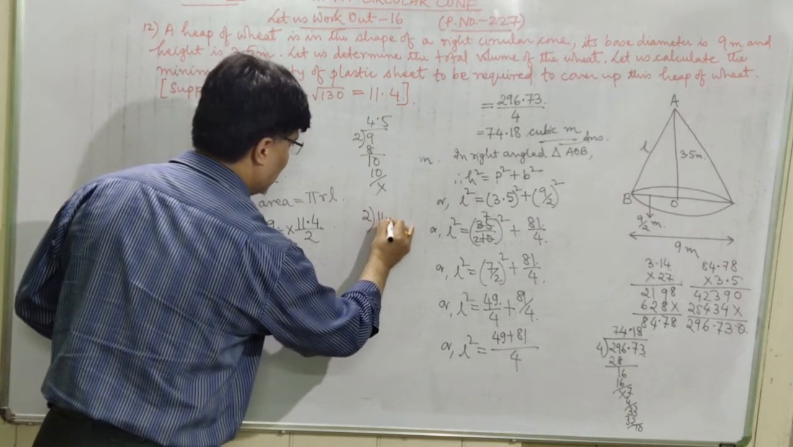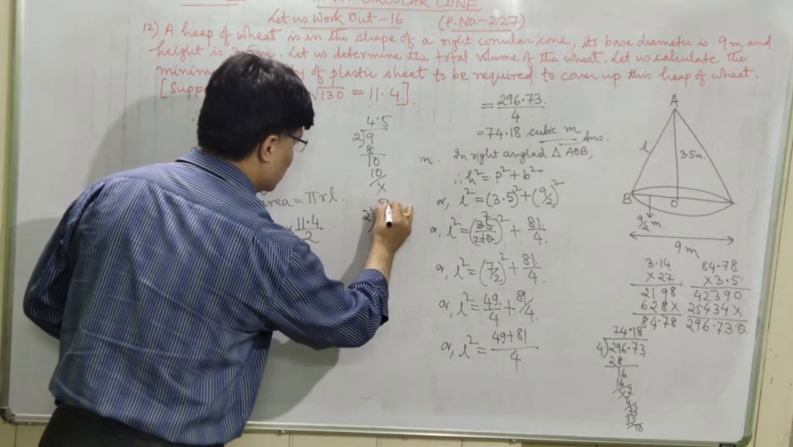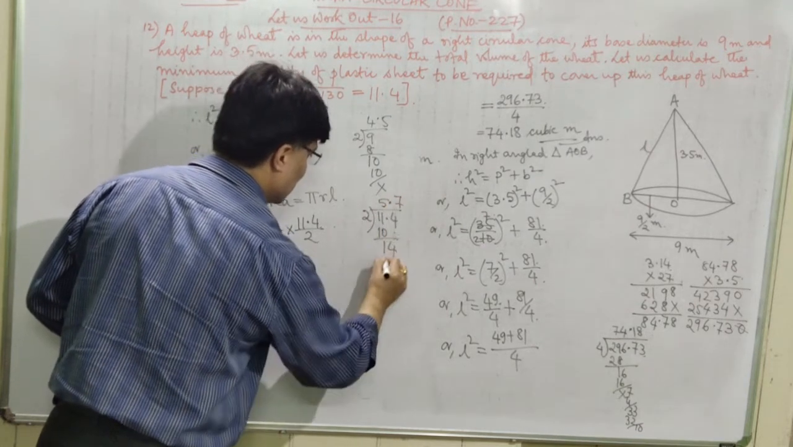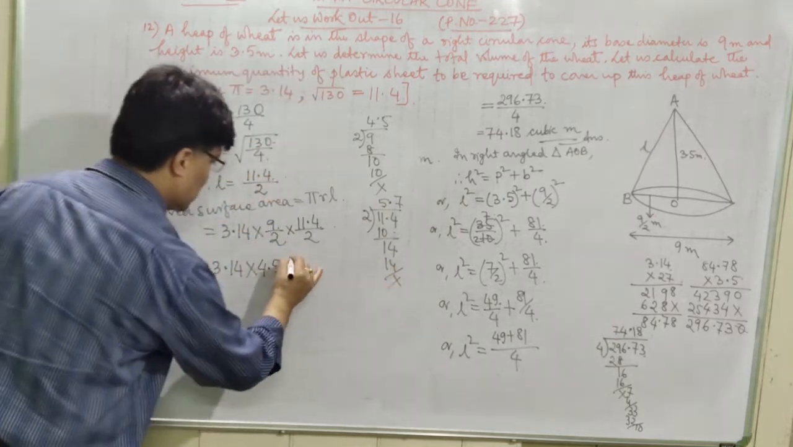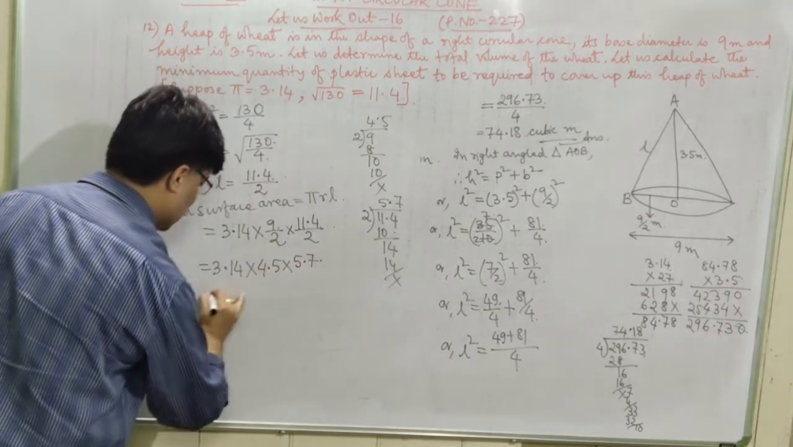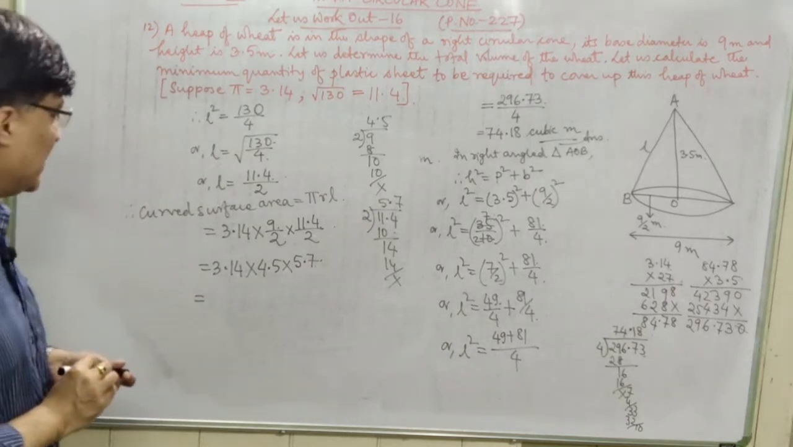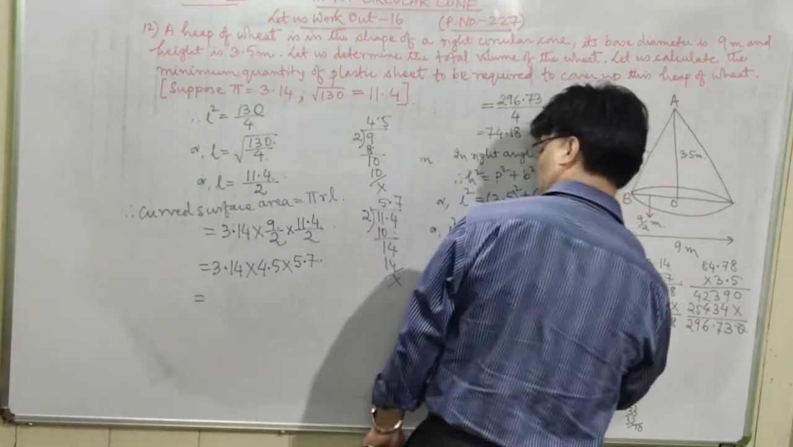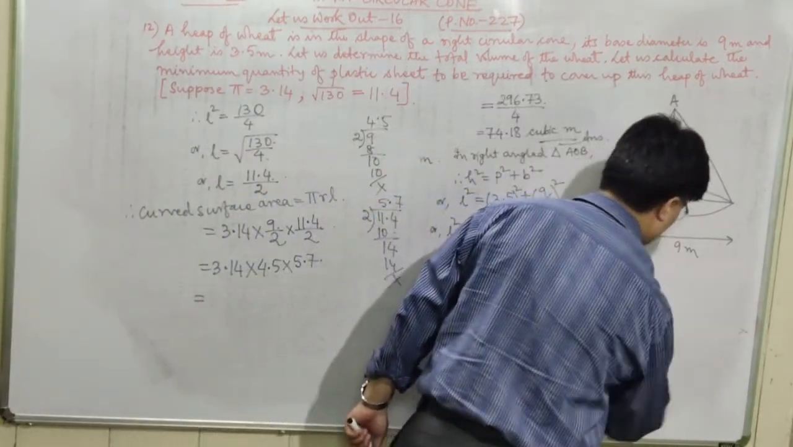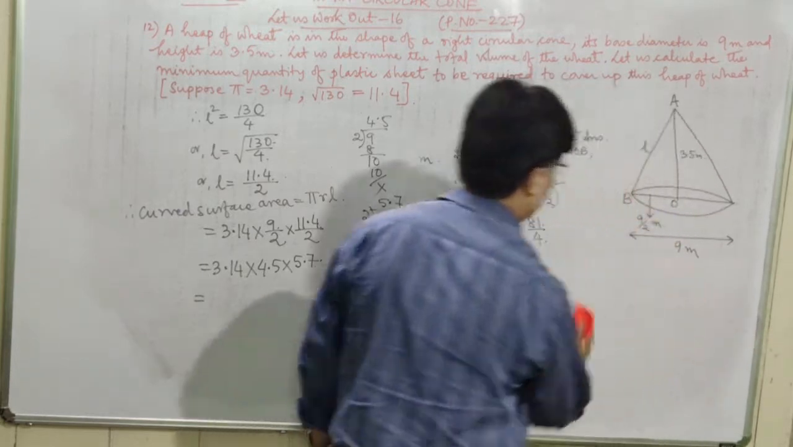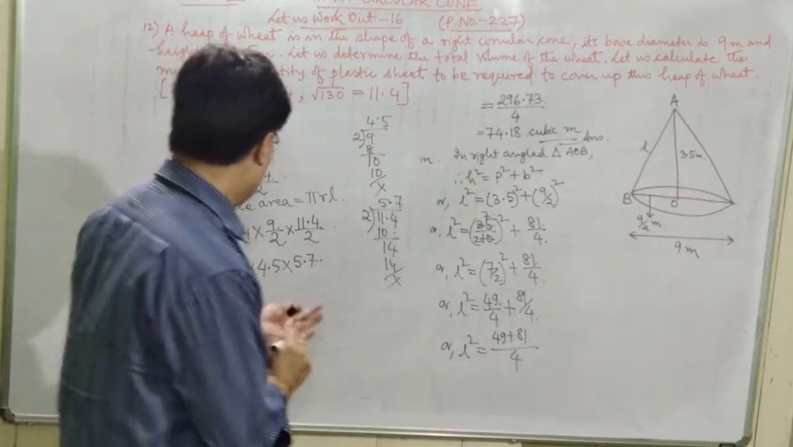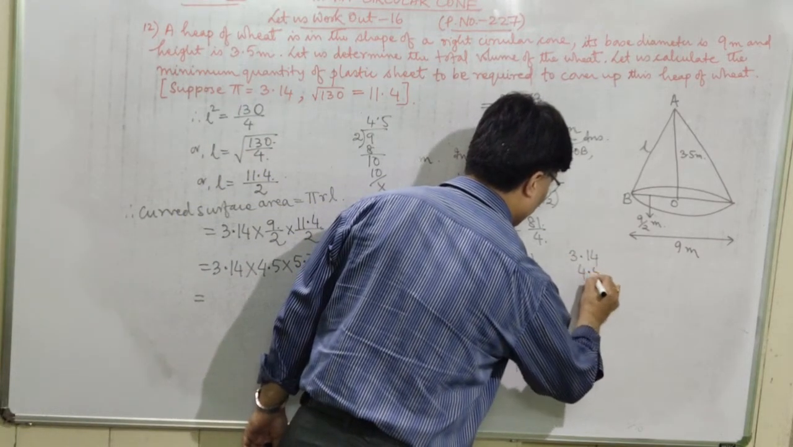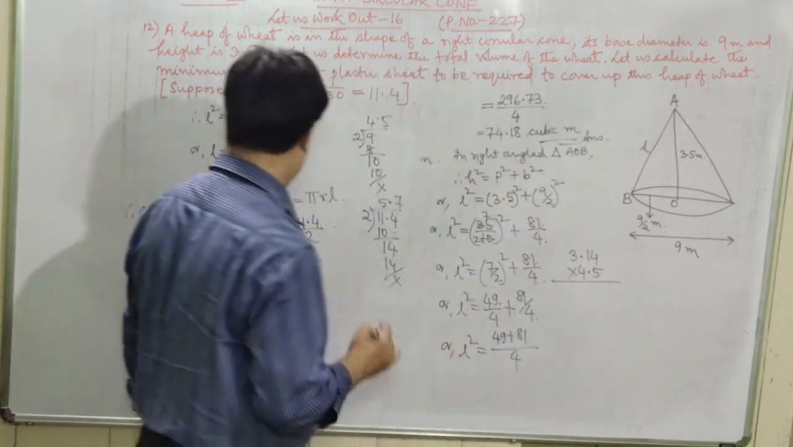2 divides 11.4. So 2 5s are 10. 1.4, 14, 2 7s are 14. That is, it is 5.7. So let us multiply them. Okay, you will get the answer. So let us multiply here 3.14 into 4.5.